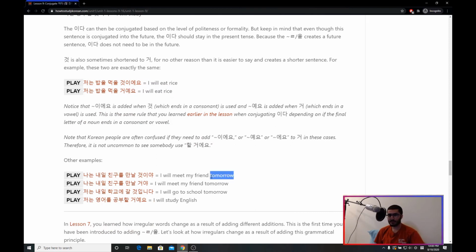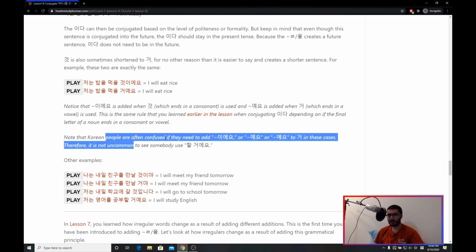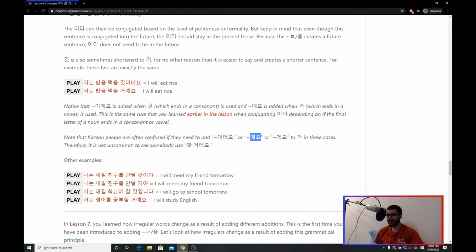Some more examples. Note the Korean people are also confused if they need to add 이에요 or 예요 or 에요 to 거, which is very true. 할 거예요. Yeah, when I was doing this lesson recap on the How to Study Korean channel, I didn't remember this at all. I actually thought it was 할 거에요 and not 할 거예요. It's confusing, so don't worry about it if you confuse it. If you're taking a TOPIK test, then you should probably know this, but I'm not taking it, so I don't have to worry about it.